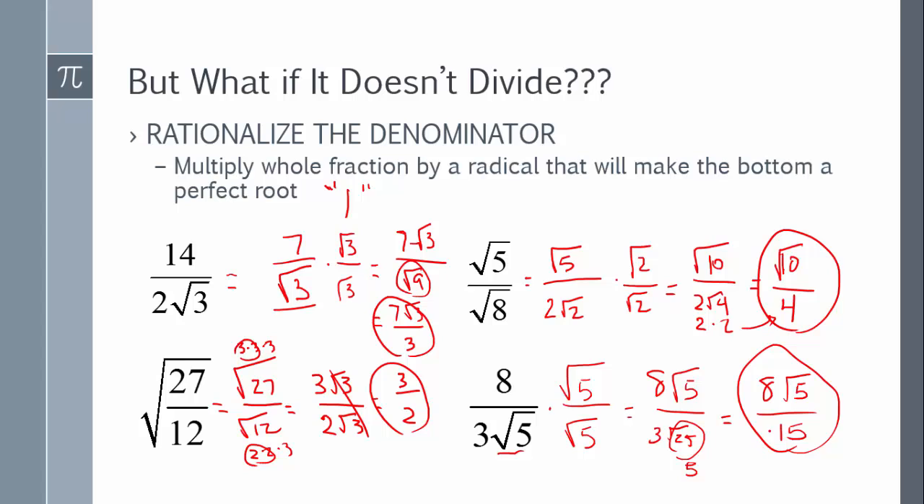Okay? The only thing that we could reduce would be the 8 and the 15, but since they're not reducible, we stop. All right, take a couple minutes. I have some rationalized examples. Give those a try before we move into the next and final set of operations.